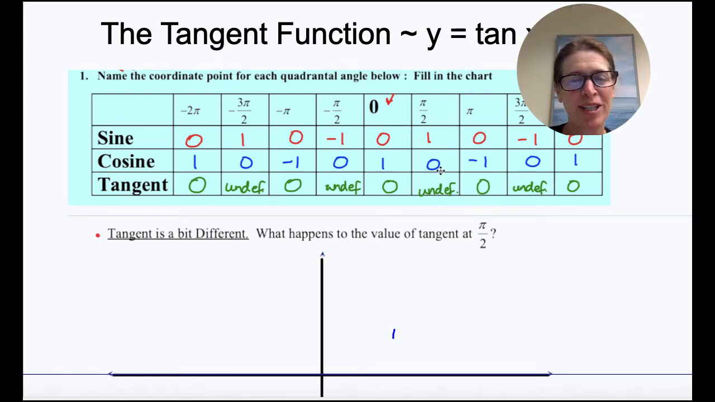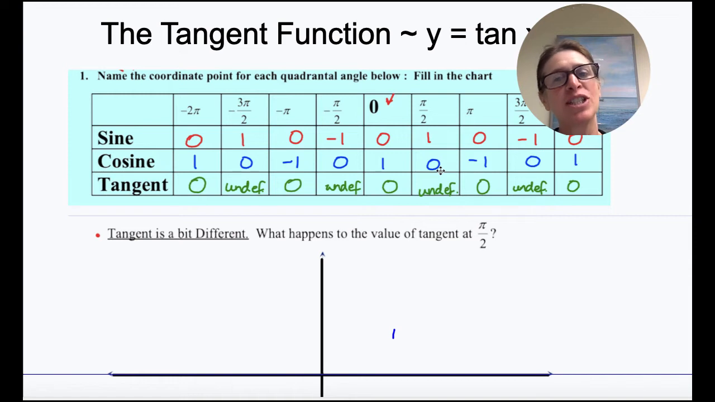Today I'm going over, this is like video number 3 of the functions, the tangent function. So y equals tan of x. So I brought back the chart that we have for the quadrantal angles. And remember, we're graphing our trig functions using the quadrantals. It just makes it easy for us.